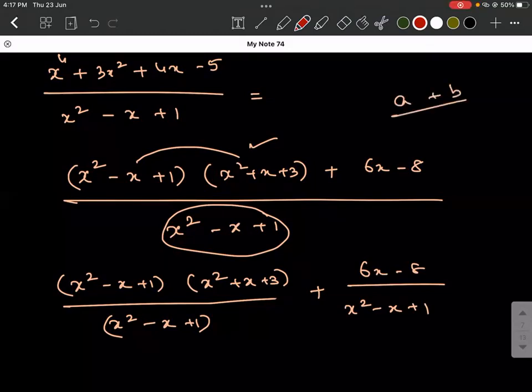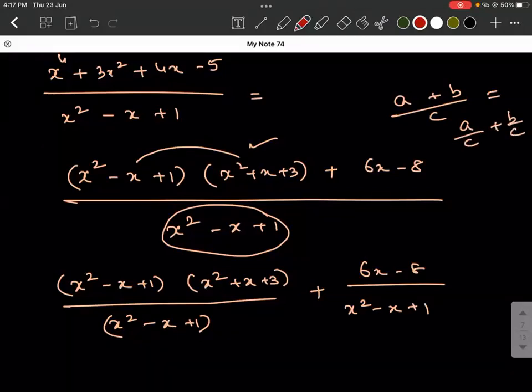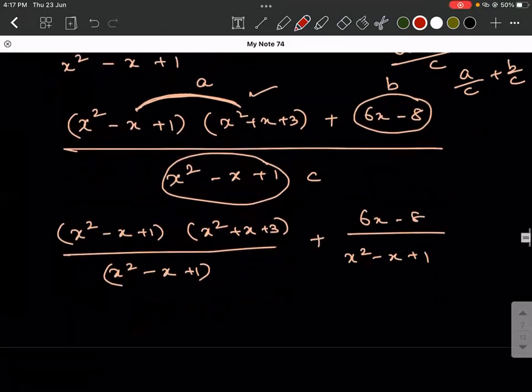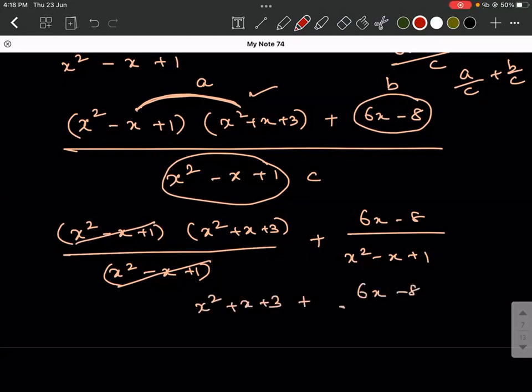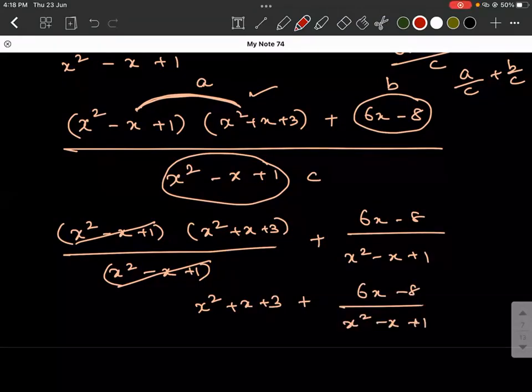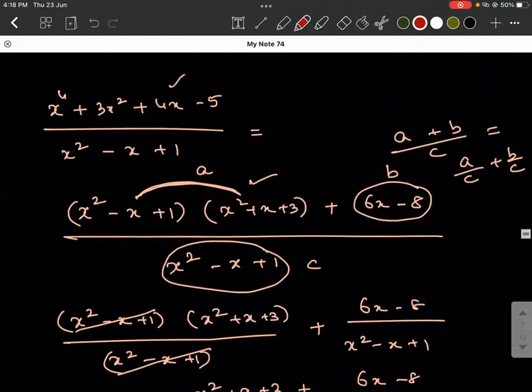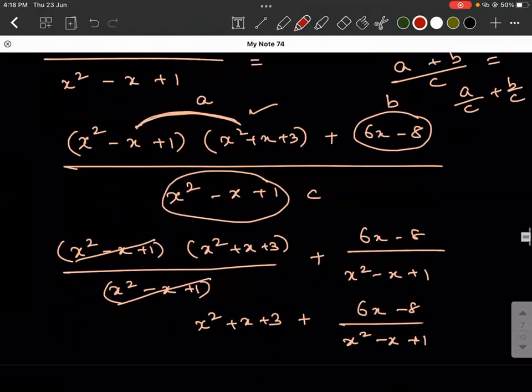So a plus b divided by c means I wrote it as a by c plus b by c, where this whole product of these two is called a, the 6x minus 8 I called b, and this whole thing I called c. Now that makes sense, right? So can I cancel this and this? So what am I getting? x square plus x plus 3 plus 6x minus 8 divided by x square minus x plus 1. So this was the question, which can also be written like this.